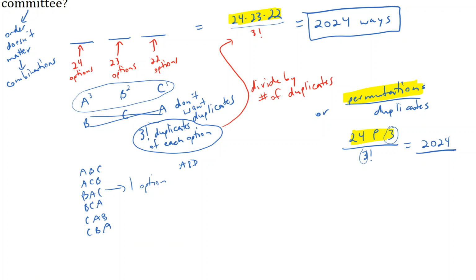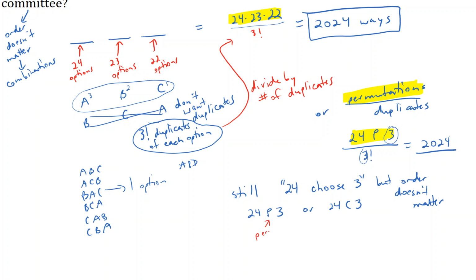But finally, the easiest way is, just like with permutations, this is still 24 choose 3, but the order doesn't matter. So there are 2 ways to calculate 24 choose 3. We've already mentioned one, 24P3, or the new one is 24C3. P is for permutations, and C is for combinations. This is where order doesn't matter.